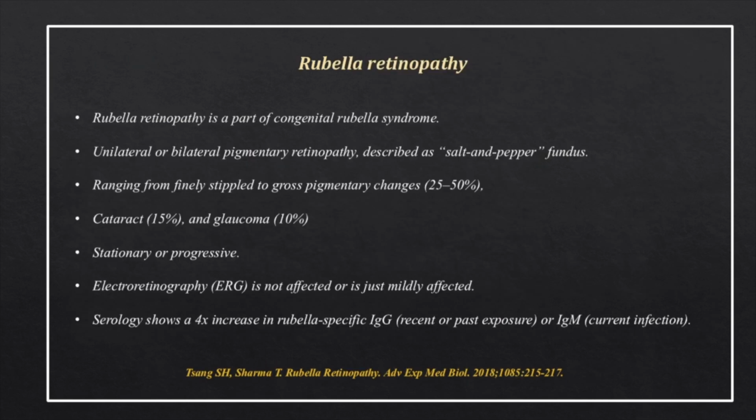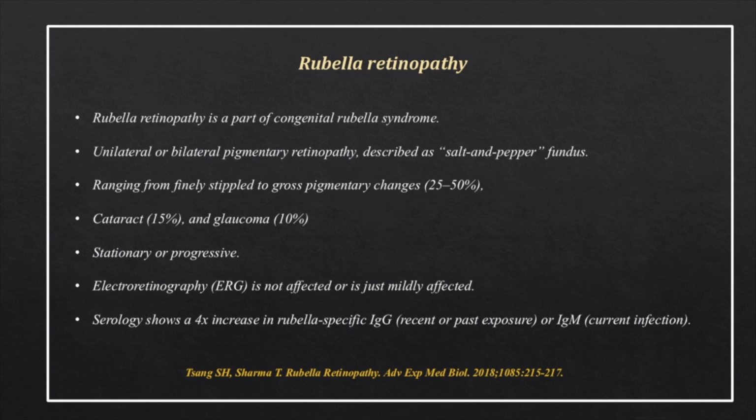Thank you, ma'am. Coming to rubella retinopathy, which was considered as one of the differentials, what we need to know is that rubella retinopathy is a part of congenital rubella syndrome. That is, the mother gets infected with rubella virus in the first trimester, within the first 10 weeks of conception. The child usually presents with deafness, eye problems, and also heart disease. It could be patent ductus arteriosus or pulmonary stenosis.